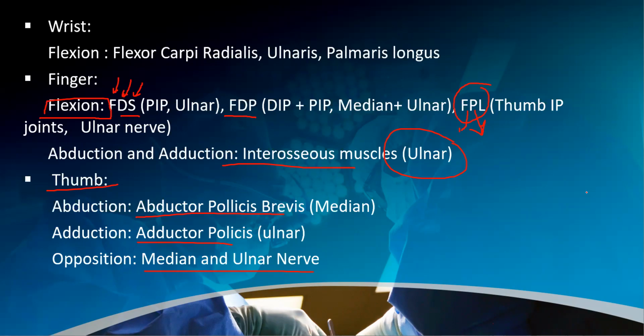Your finger flexion is also given by flexor digitorum profundus, which mainly helps with distal interphalangeal joint flexion. Also, it helps with PIP joint flexion. This muscle is actually supplied by both the median and ulnar nerve. Are you with me so far?